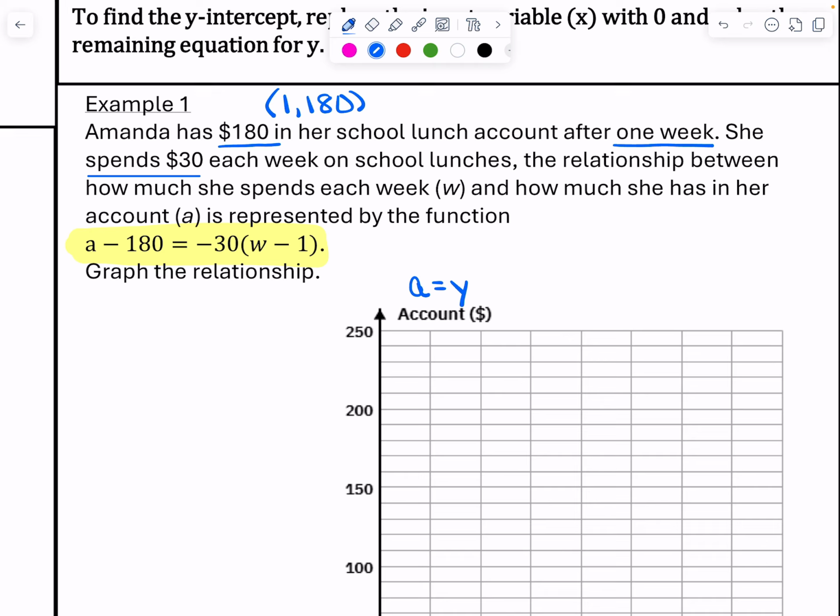Well, I'm going to look for those four pieces that I said I'm going to find. So the rate of change, the point, x sub 1, y sub 1, the x-intercept, and the y-intercept. Well, we know that at 1 week she had $180, but she actually started at week 0. So at week 0, we've got to find out how much money she had. Now that there is going to be the y-intercept.